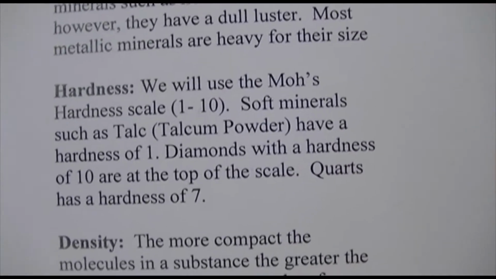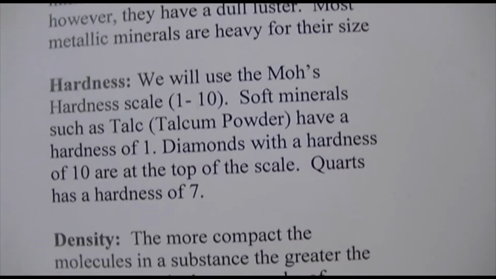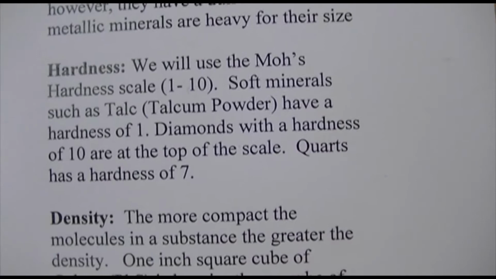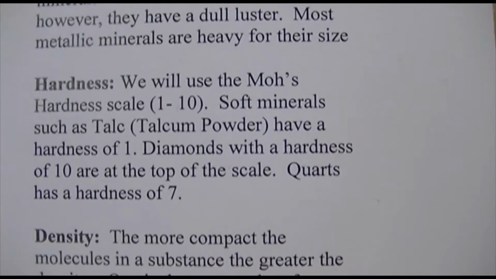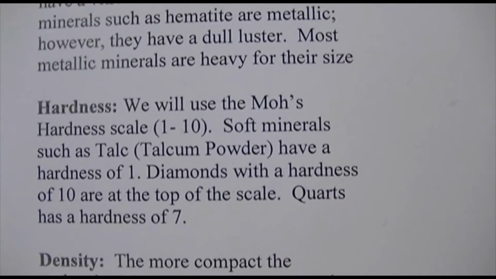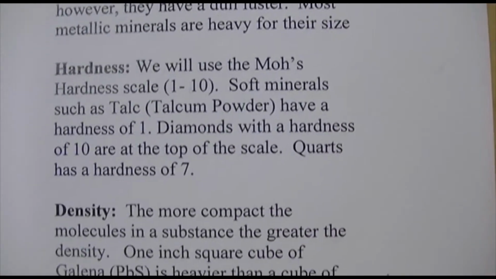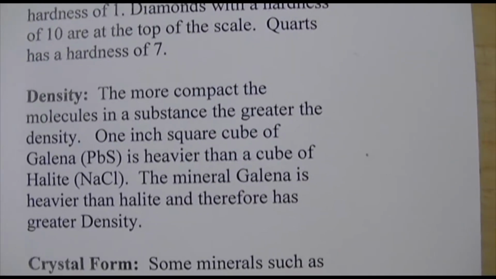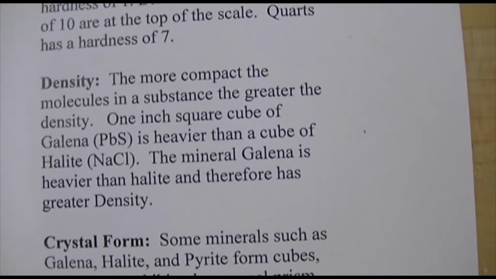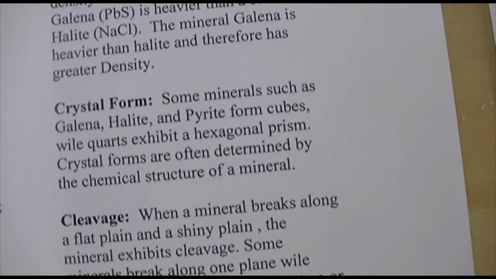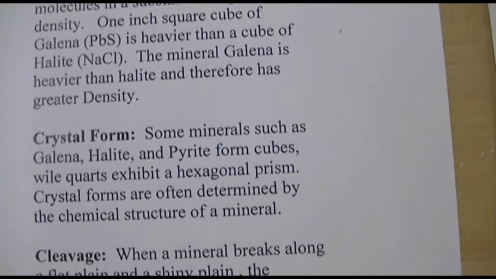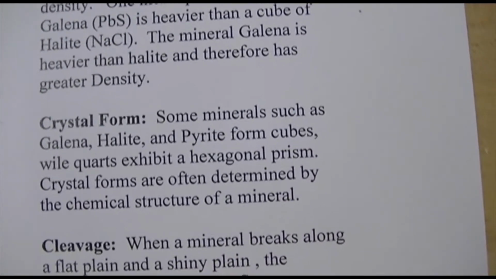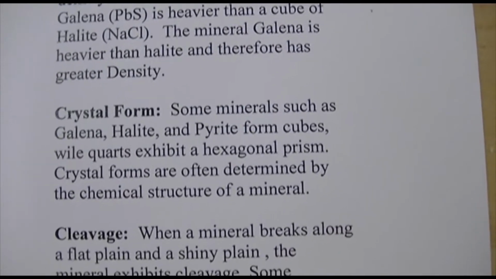Then we'll look at hardness. So basically hardness is on a scale from 1 to 10. The hardest substance known to humans right now is a diamond, at a number 10 on the scale of 1 to 10. We'll look at density, that is how heavy the mineral is, the specific gravity. We'll look at crystal form with respect to the external expression of the mineral, the shape, hexagonal, cubic, flat.